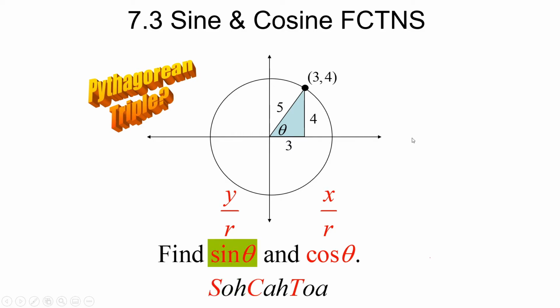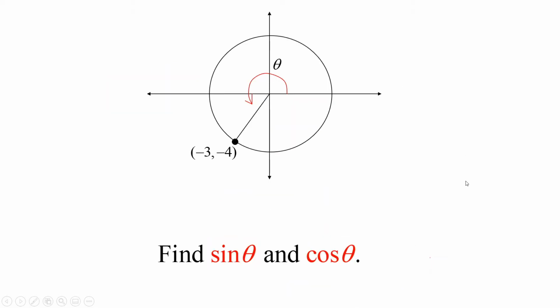So the answers are sine of theta, I'm going to use the algebraic definition, y over r would be 4 over 5. And cosine of theta, x over r, that would be 3 over 5. That's how easy this is. All right, hey, another one, but now our angle is in quadrant 3.